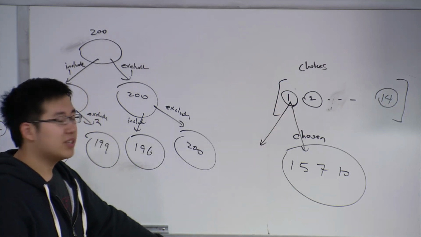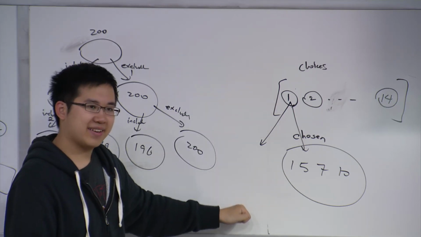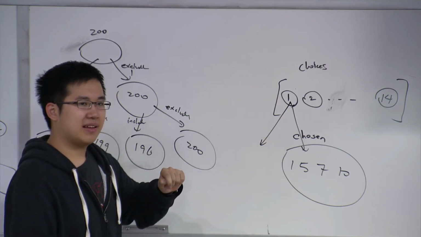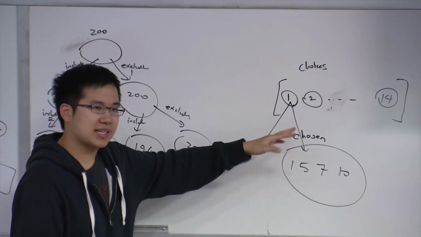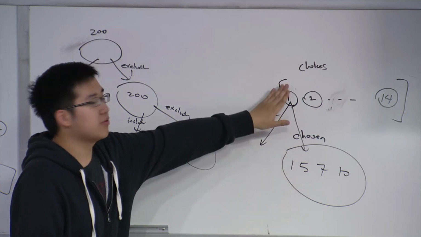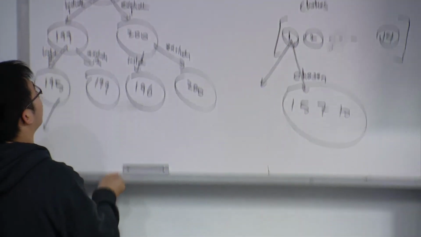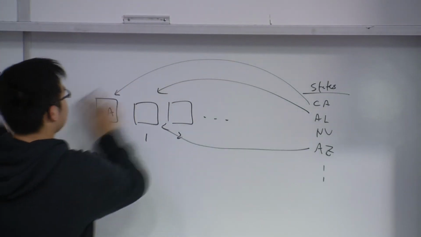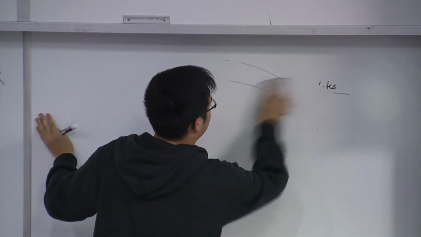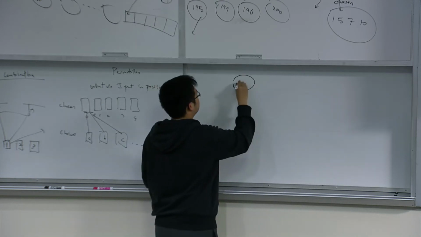You can look at one element at a time. You're thinking, how many elements do I add? I can add 1 once, twice, 3 times. But then after I made my choice, I remove this. So if we were to redraw the recursive tree, it would look like this.